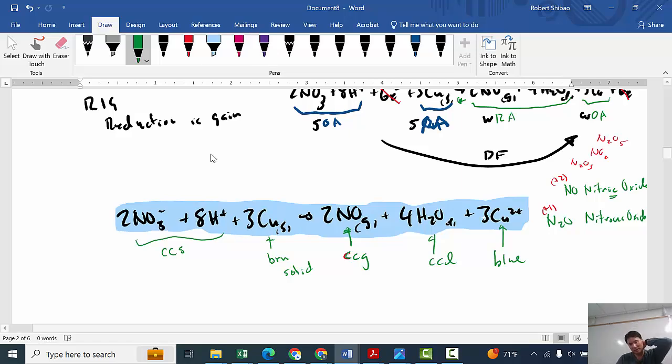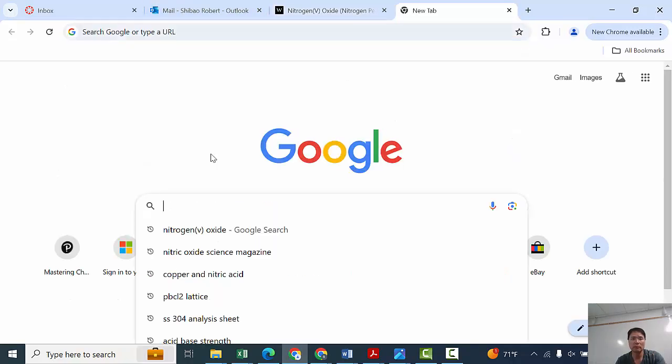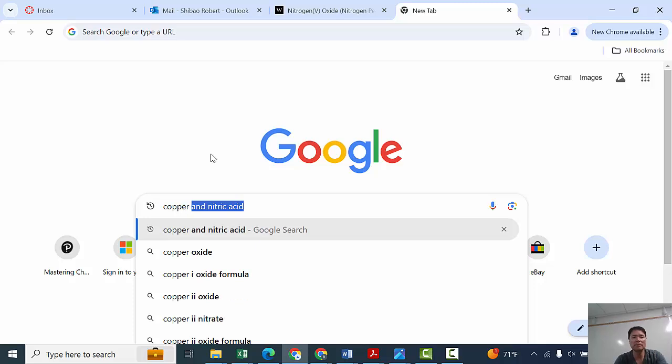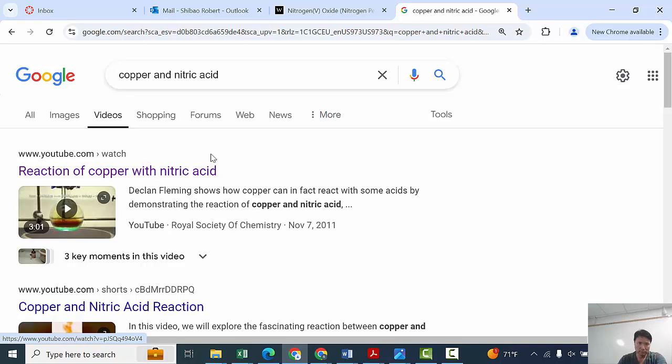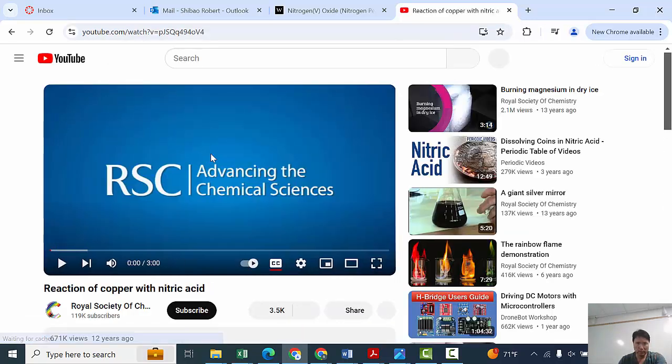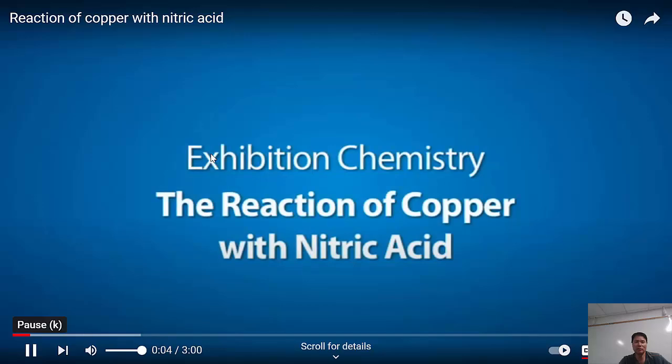So let's take a look at this reaction here. This is just copper and nitric acid. This Royal Society of Chemistry has nice videos and nice lectures. This video wasn't the best, though. There are better videos showing the reaction of copper with nitric acid, but we'll just watch this.